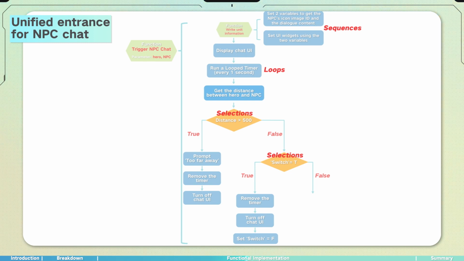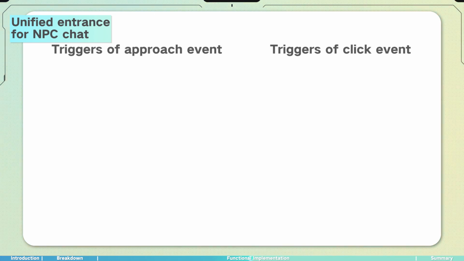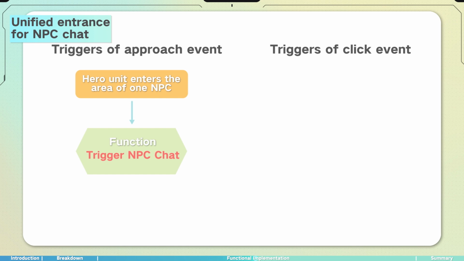The function is almost done. Now, we need to set the triggers of the approach event and click event. When the hero unit controlled by the player enters the area of one NPC, we call the function trigger NPC chat to talk to the NPC.